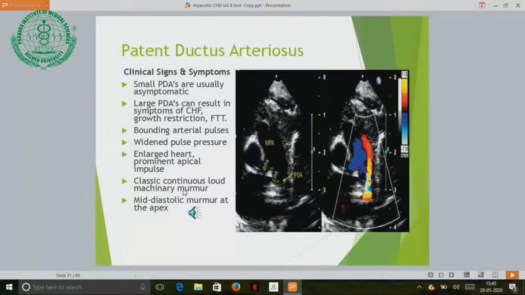There is a characteristic murmur, which is a continuous machinery murmur in the pulmonary area. The continuous machinery murmur in the pulmonary area is the hallmark of patent ductus arteriosus. Why is there a continuous murmur? Because blood through the ductus arteriosus shunts beyond systole, in the early part of diastole, or throughout diastole also. That's why we hear a continuous murmur. There will be a mid diastolic murmur at the apex, because all this blood is coming back into the left sided chambers. So this extra blood will give rise to a murmur across the mitral valve, that is mid diastolic.